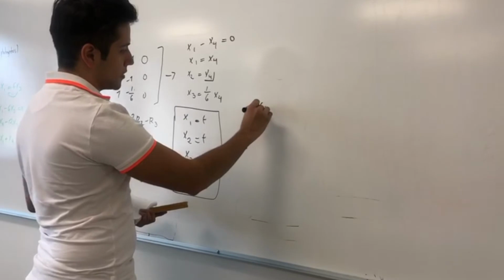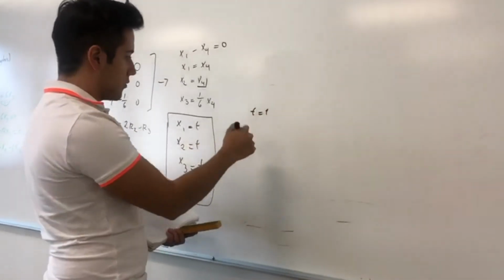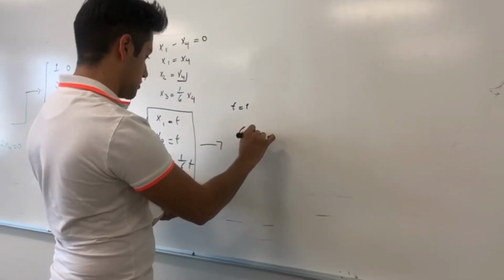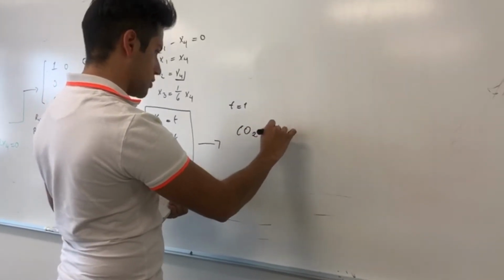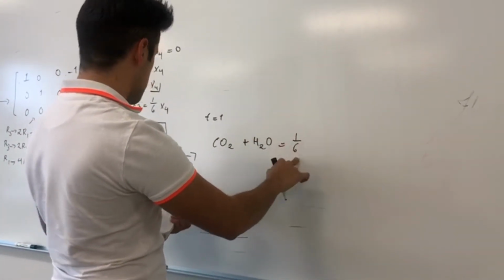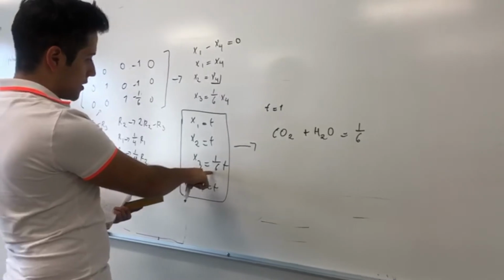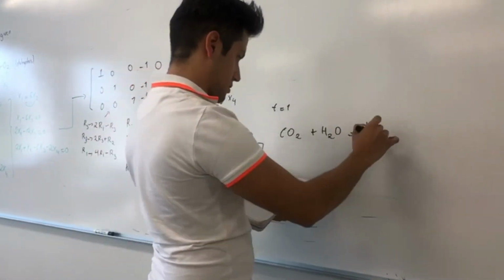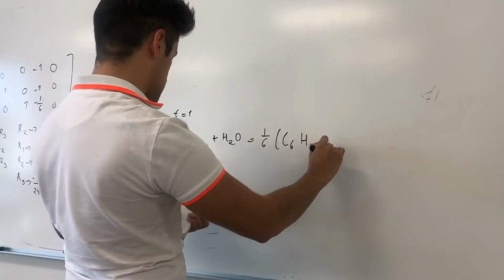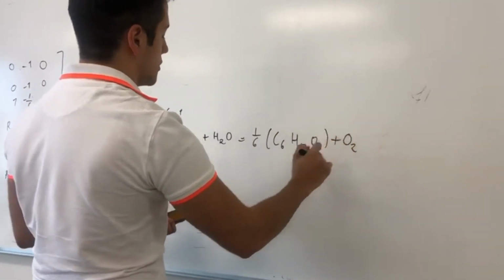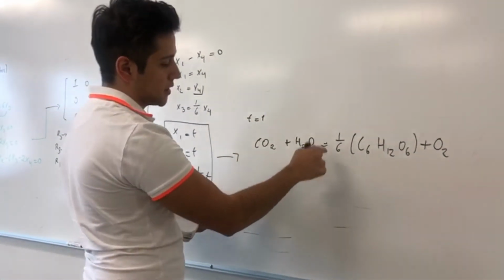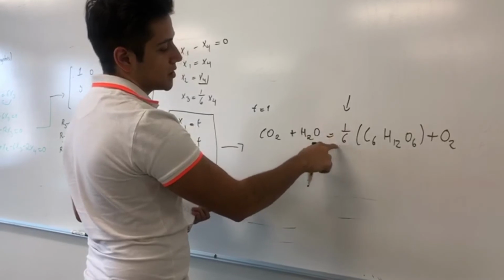So we're going to experiment with t equals 1. This will be CO2 plus H2O equals 1/6, because x3 equals 1/6 t, C6H12O6 plus O2. But in chemistry there is no balanced equation with a 1/6 or a fractional number.